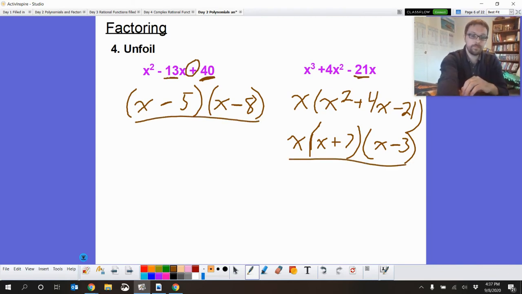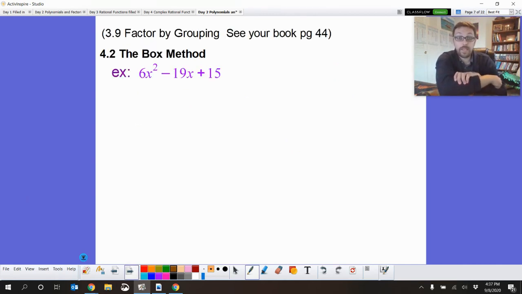Whoop, whoop. All right, final example, I believe, of the day, is this one. This is the box method. The box method is for these pain in the butt ones where we have a leading coefficient, where there's a number on that x squared. That just gives us a tough time. So what you need to do with these ones, in my opinion, is to use what's called the box method. To do the box method, you draw a box.